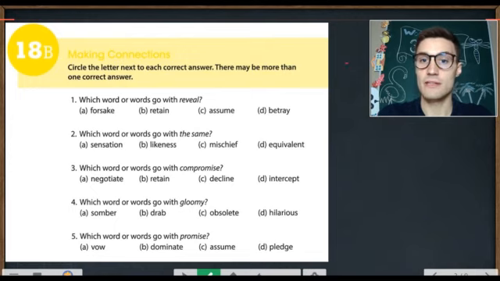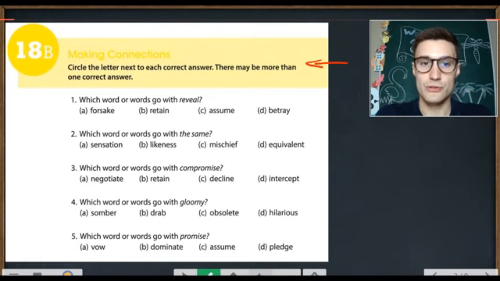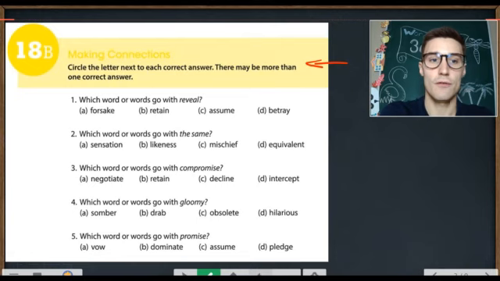First, the instruction. Making connections. Circle the letter next to each correct answer. There may be more than one correct answer. Question 1. Which word or words go with reveal? Is it A, forsake, B, retain, C, assume, D, betray?